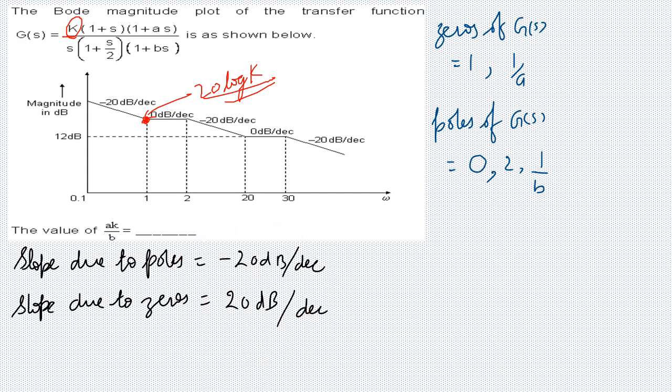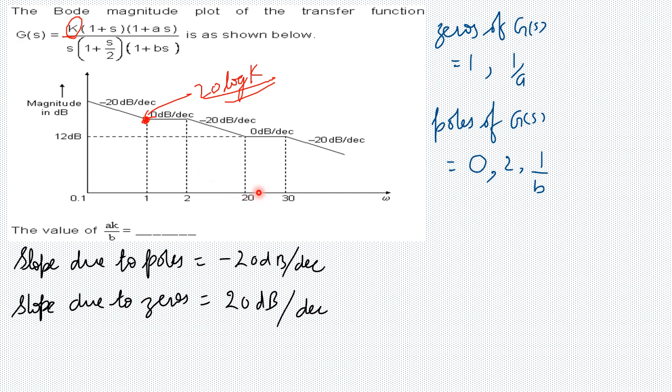How can we do that? The starting slope is minus 20 dB per decade, which corresponds to s equals 0, so this is a pole at the origin. At 1 radian per second the slope becomes 0 dB per decade afterwards, which means a zero was added here and that's why the line became flat. So this corresponds to 1 plus s. After 2 radians per second, the slope goes to minus 20 dB per decade again. This means that at 2 radians per second you have a pole.